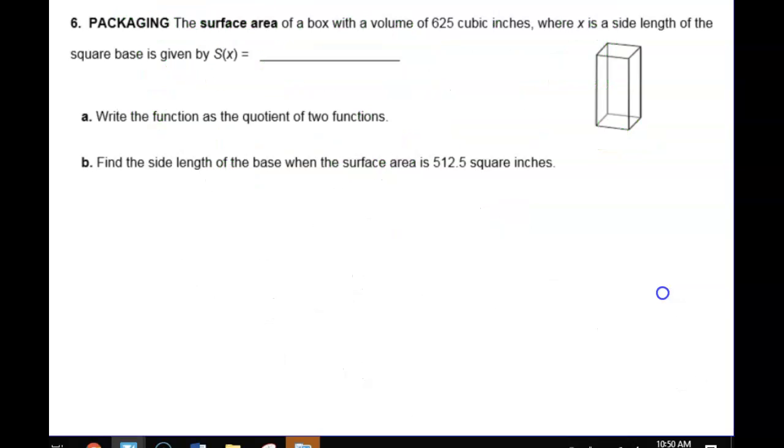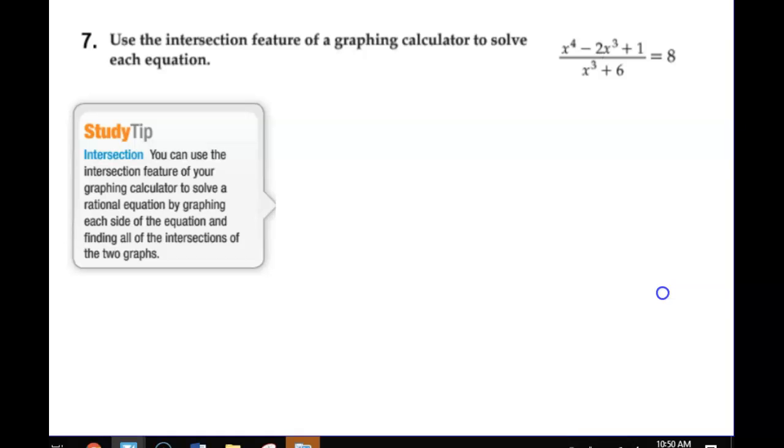That left the box question, and it talks about surface area of a box. Do you have this one at the bottom? Okay, so we're going to skip the box one. But there is a homework question like this. It says, use the intersection feature to solve this equation. So you're going to get ugly decimals here. How are you going to type this in?